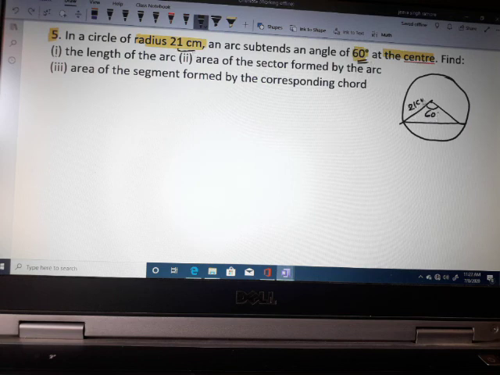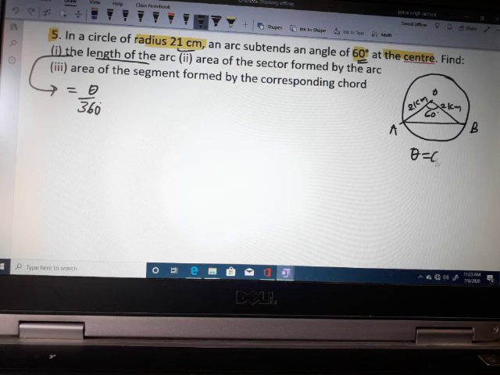This is 21 centimeter. This is 21 centimeter. Let this center be O. This is AB. You have to find the length of the arc. So length of arc equals, simply you will use the formula of length of arc, theta upon 360 degree. Here what is the theta? Theta is equal to 60 degree. What is the radius? That is equal to 21 centimeter. Theta upon 360 into 2 pi r. I am just putting the values in this formula.